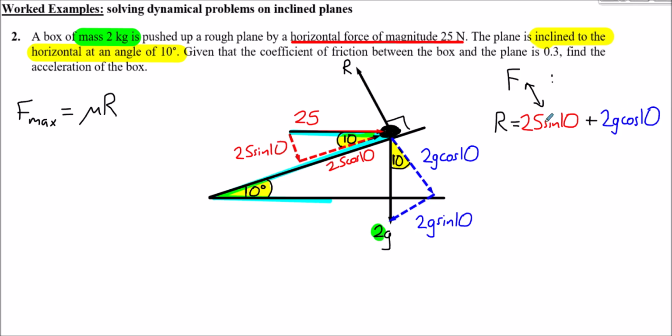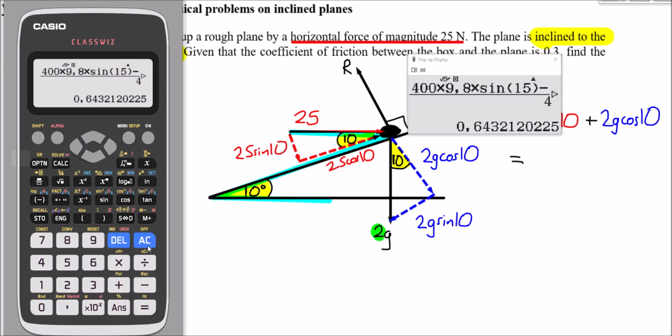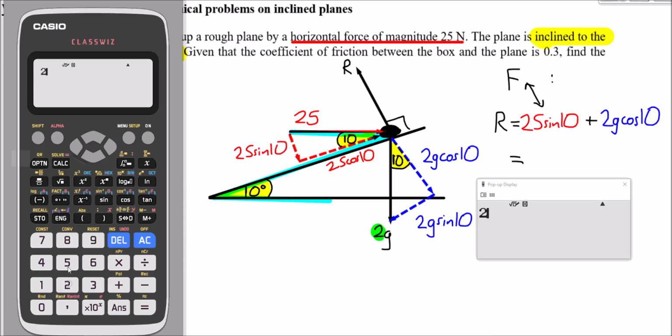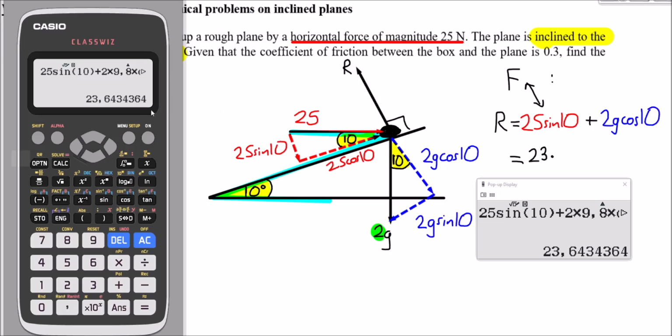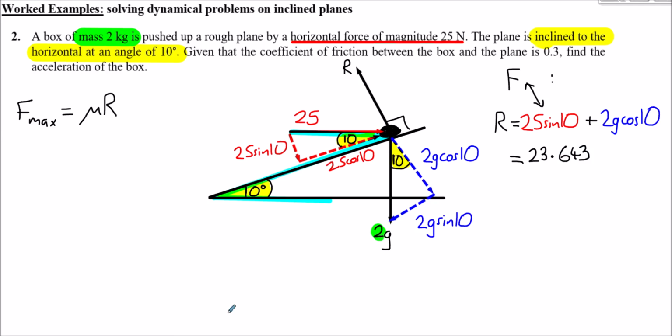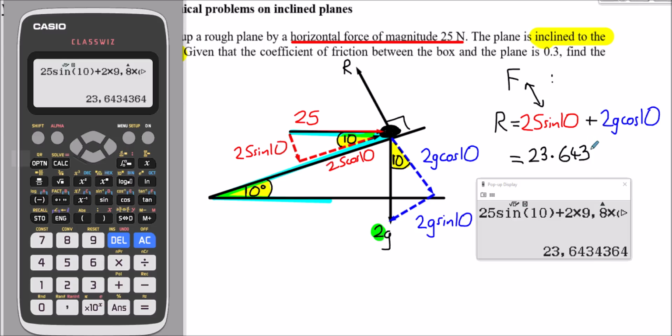So we know what g is, 9.8, so we can actually evaluate this reaction force by using this calculator. So the reaction, 25 sine 10 plus 2 times g, which is 9.8, multiplied by cosine 10, that's going to give us approximately 23.643, and so on and so on. Now this isn't a final answer, so what I'm going to do is write this out in its entirety, just to make sure we don't have to worry about rounding anything off too soon. So 0.643, and then we had 4364.